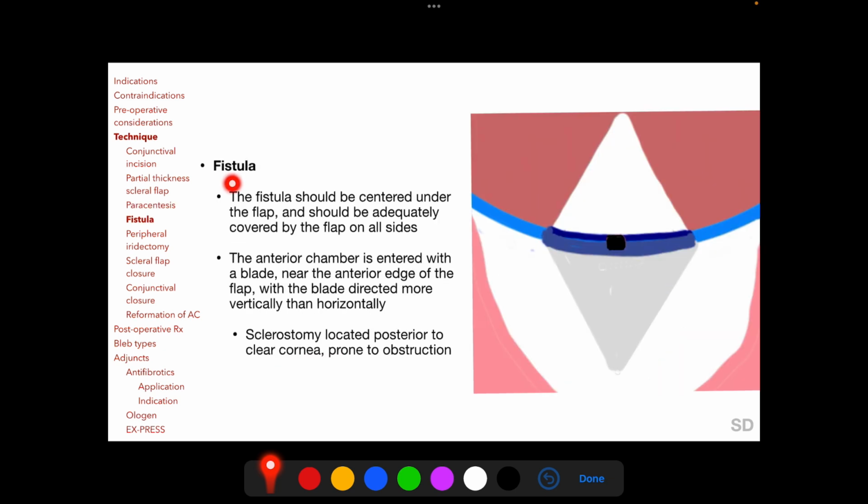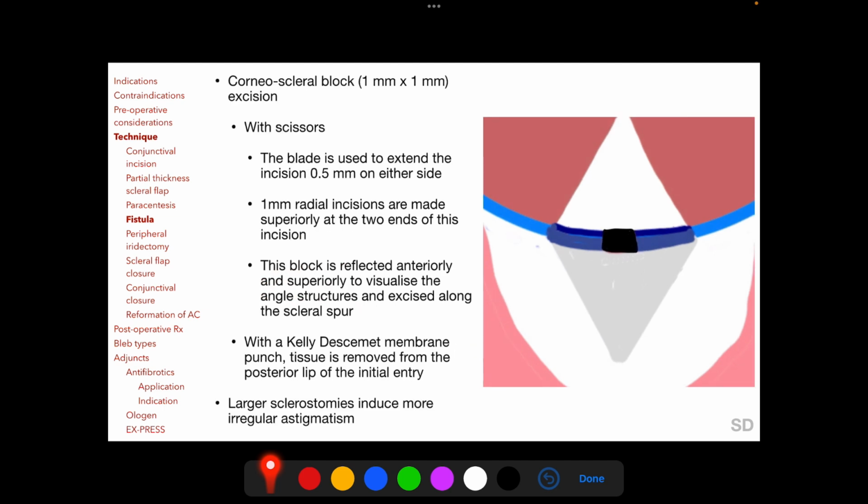The fistula which is next made should be centered under the scleral flap and should be adequately covered by the scleral flap on all sides. To prepare the fistula, the anterior chamber is first entered with a blade near the anterior edge of the scleral flap. This initial entry is then extended to excise a corneoscleral block 1 mm by 1 mm in dimension. This extension can be made either with scissors or with a Kelly Descemet's membrane punch.